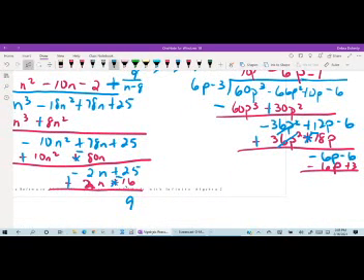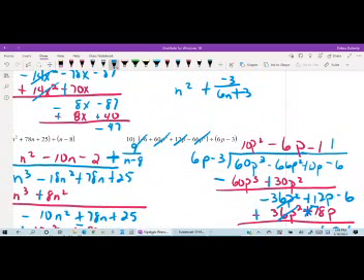Need to scroll this up just a little bit. Gives me a negative 9 as the remainder. Negative 9 divided by 6p plus 3. Minus 3. Okay.